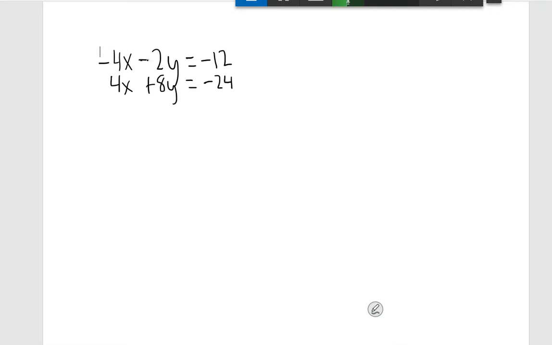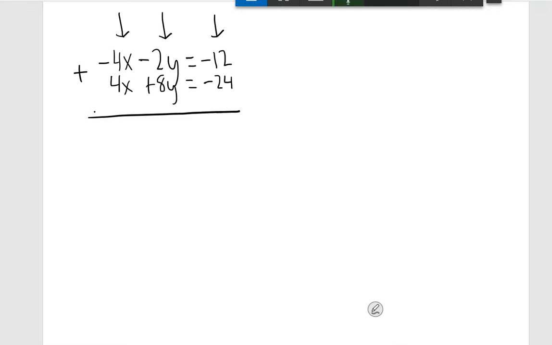When you are solving a system of equations using elimination, you want to make sure that the two equations are stacked up on top of each other with all of the variables lining up and the constants lining up. So we can see that right here we have the x terms, right here we have the y terms, and right here we have the constants. So this system right here is already set up to do elimination.